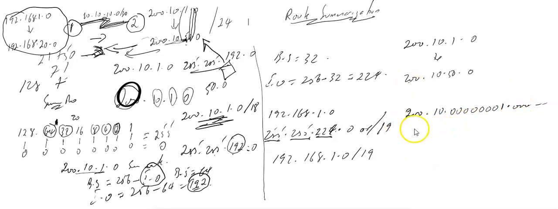Now, the highest, you have 200.10 dot. Now, converting 50 to binary, so that would be 128. 128 would be 0. This would be 0 as well. 0, 0, that's 64, right? Then this one would be 32.